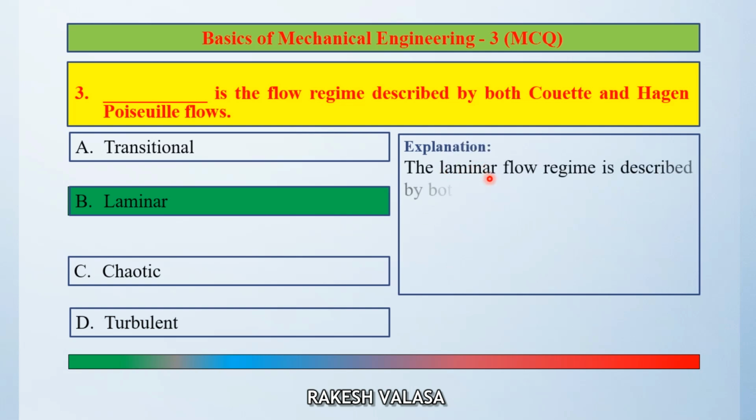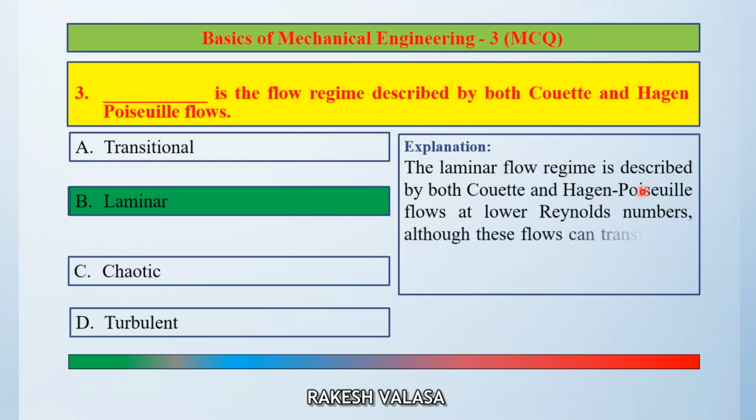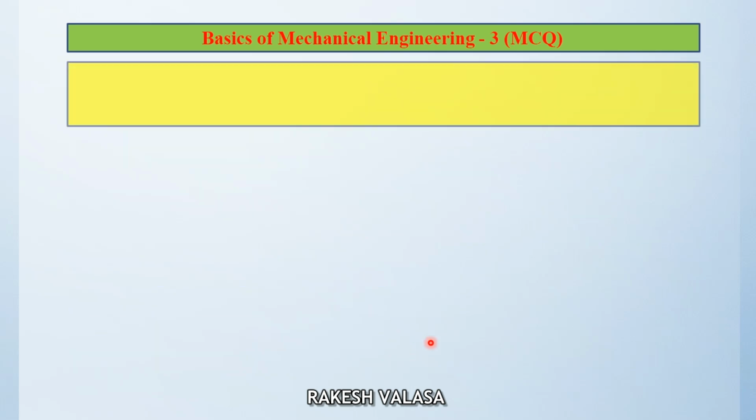The laminar flow regime is described by both Cavity and Hagen-Poiseuille flows at lower Reynolds numbers, although these flows can transition to turbulent states at higher Reynolds numbers. So option B is correct. Laminar flow.